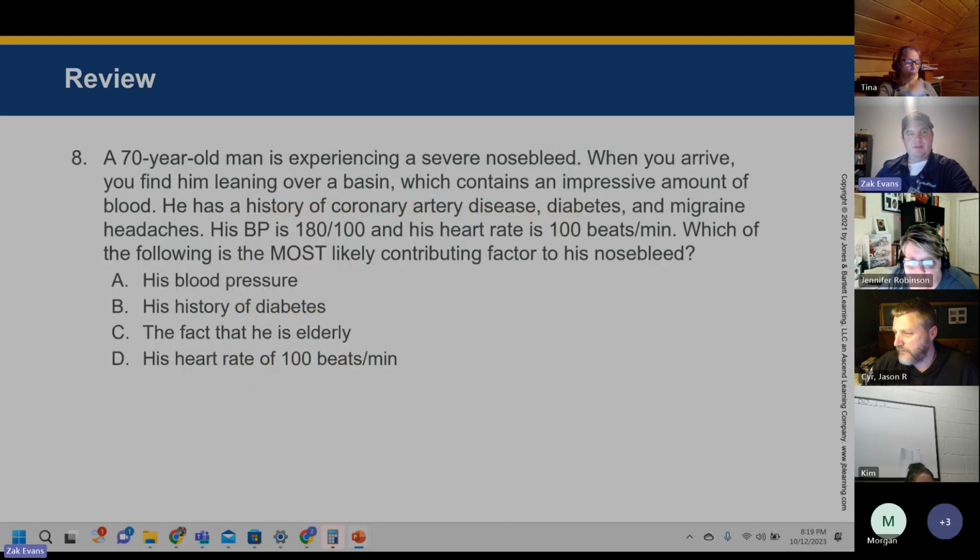All right, a 70-year-old man is experiencing a severe nosebleed. You arrive to find him leaning over a basin, which contains an impressive amount of blood. He has a history of coronary artery disease, diabetes, and migraines and headaches. His BP is 180 over 100. His heart rate is 100. Which of the following is most likely contributing to his nosebleed? A. Good job. Cool.